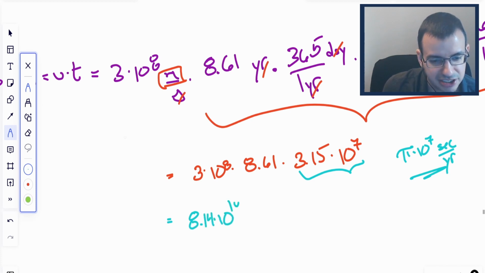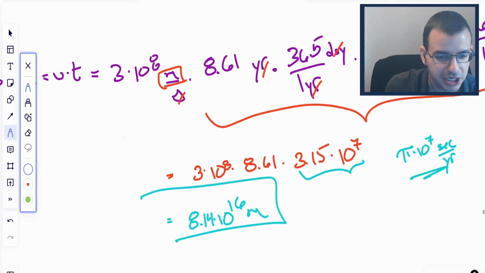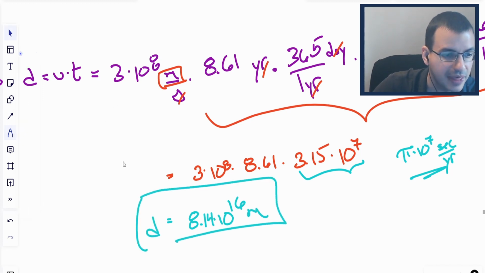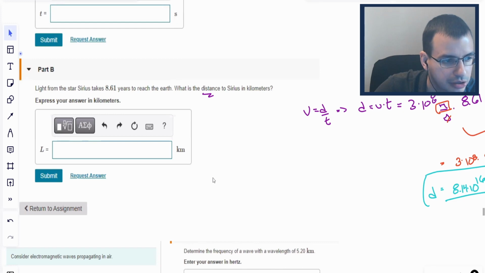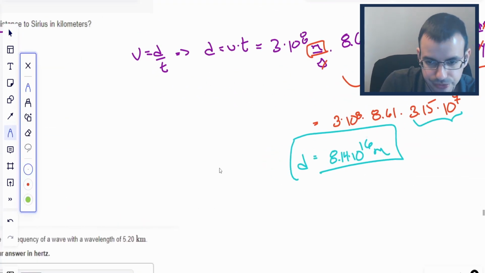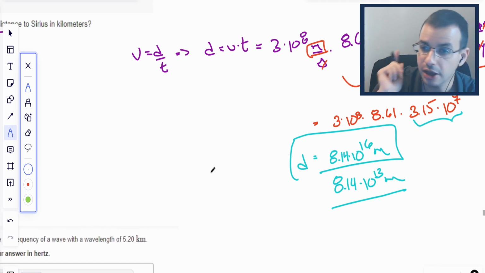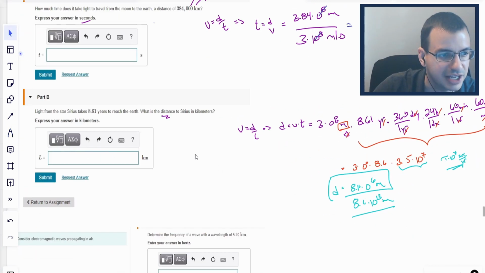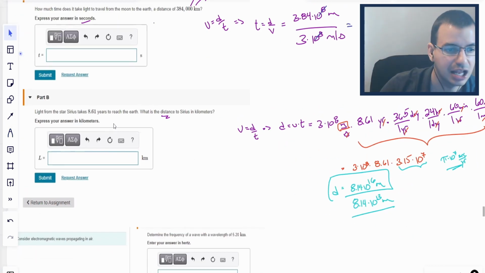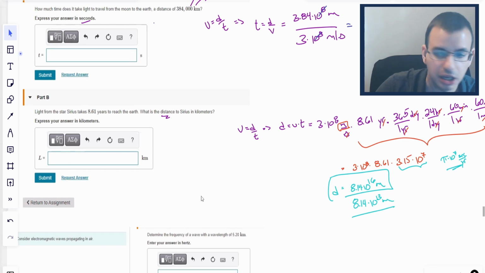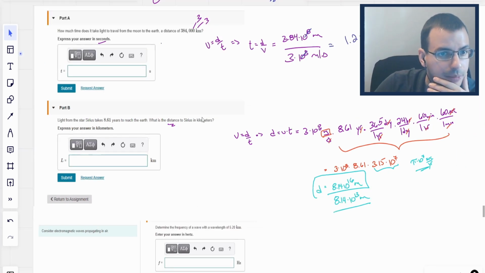So that gives us 8.14 times 10 to the 16th meters. And then we'll check to see if that is the units that they wanted. Nope, they wanted kilometers. So I'm just going to take off 3 from the 16, and we get 8.14 times 10 to the 13th kilometers. And that's how far 8.61 light years are. That's L for length. So not too big a deal.